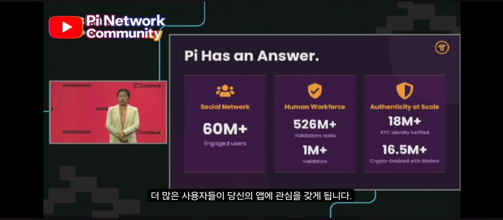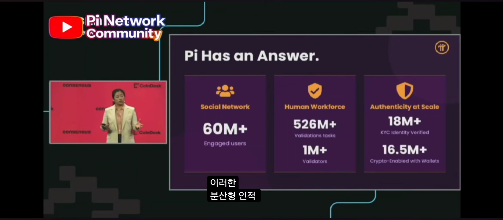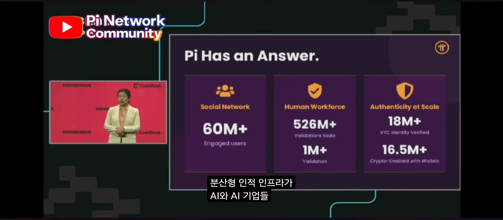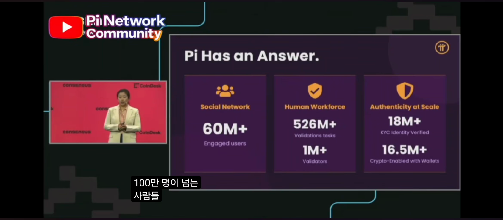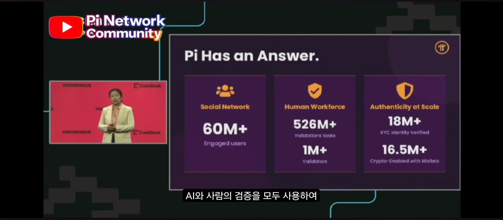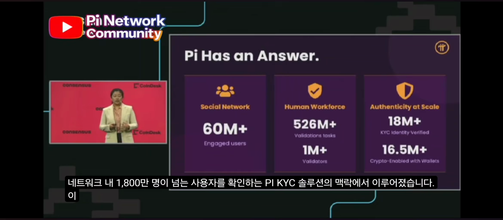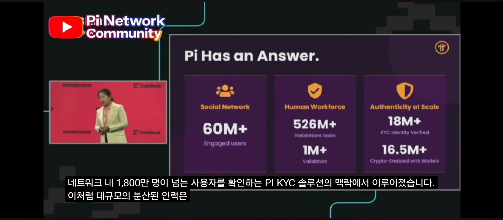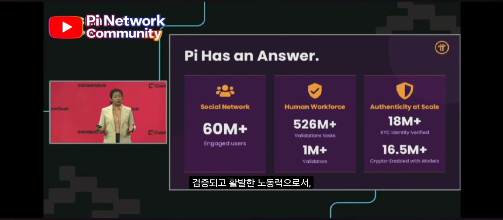There's also the layer of human workforce. Actually, we recently released a report on how such distributed human infrastructure can enable AI and AI companies to enhance their algorithms and their models. Specifically, 526 million tasks were accomplished by over 1 million people. This was done in the context of the Pi KYC solution, which uses AI and also human validation to verify over 18 million users in the network. This large human distributed workforce is a proven and active labor force that can potentially provide a lot of processes, such as human in the loop in AI.